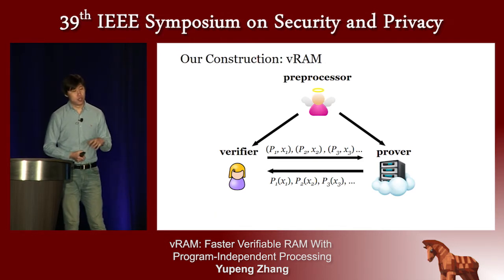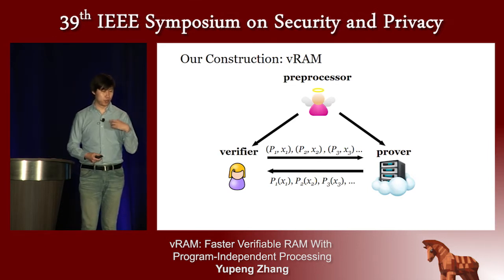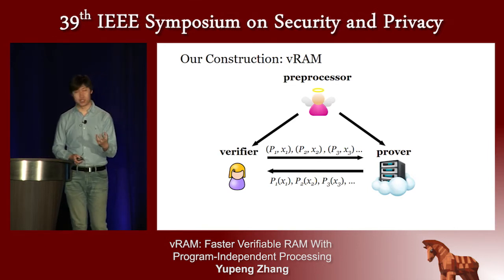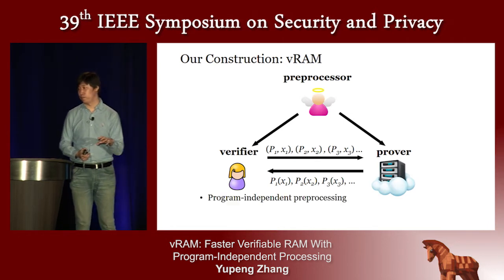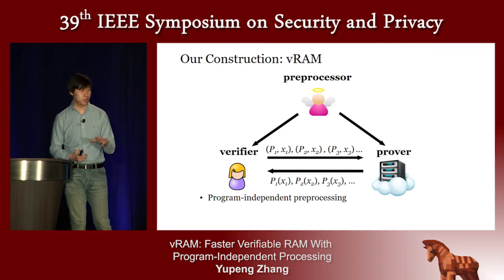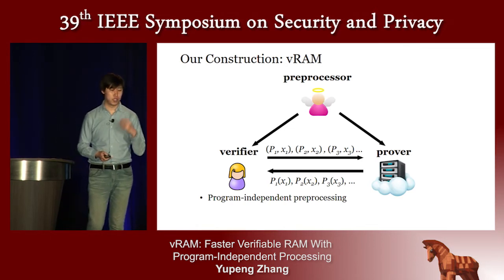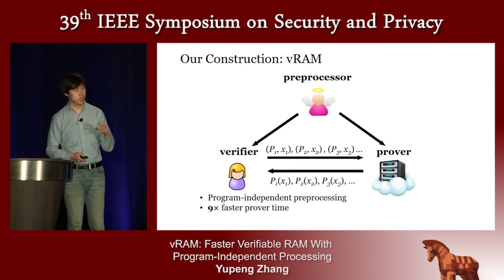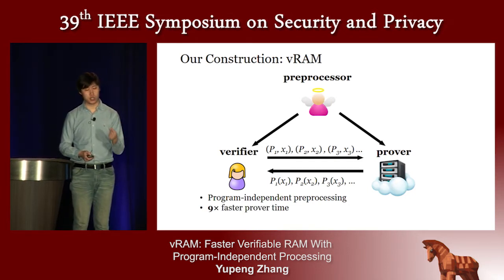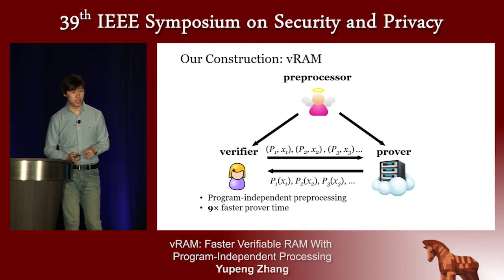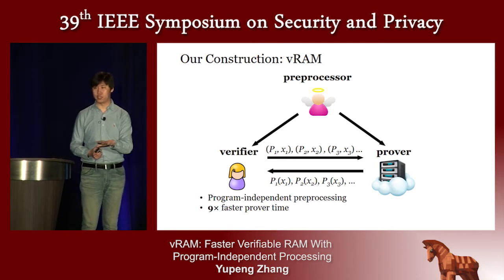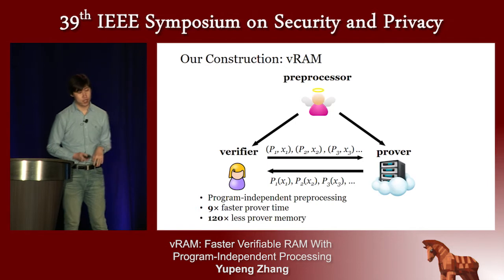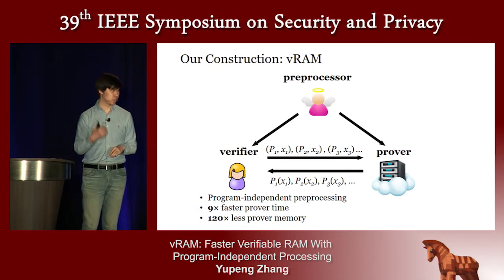So in our paper, we are trying to propose a new construction called vRAM that achieves the best of both. Our solution is in this category of program-independent preprocessing, meaning that we only need one-time setup and later it can be used to validate arbitrary programs. But in the meantime, we improve the prover time by around 1 order of magnitude compared to existing systems with program-independent setup. And this is actually comparable to, and sometimes even faster than, those systems with program-dependent setup. In addition, we also improved the memory usage on the prover side by around 2 orders of magnitude.